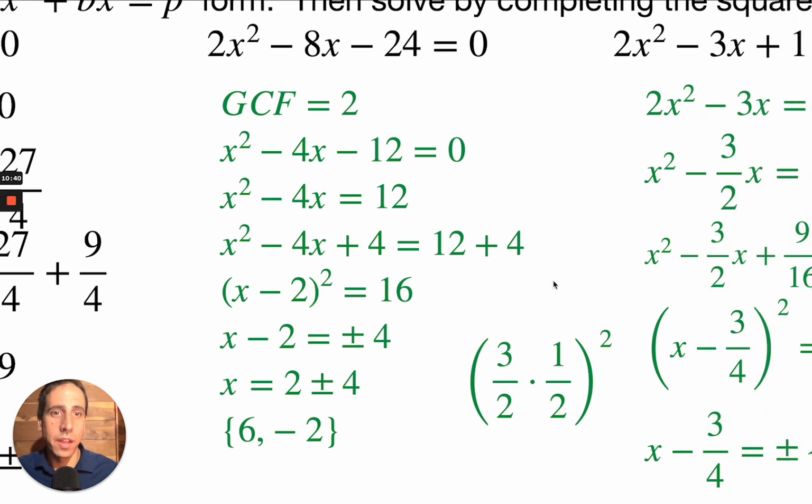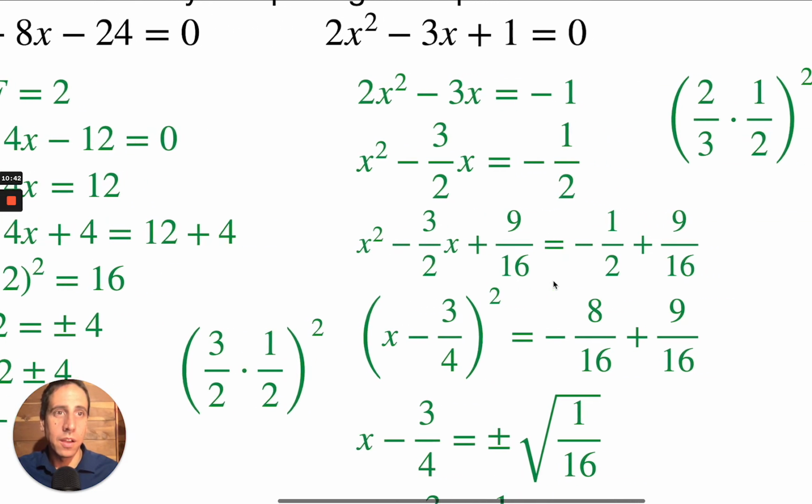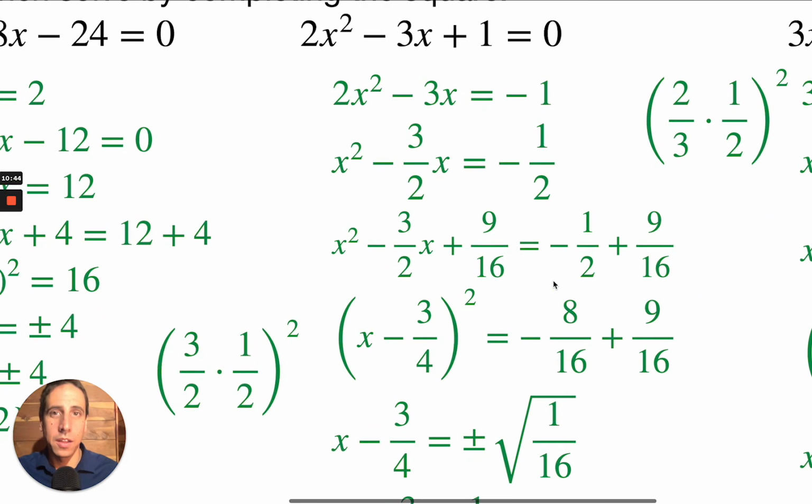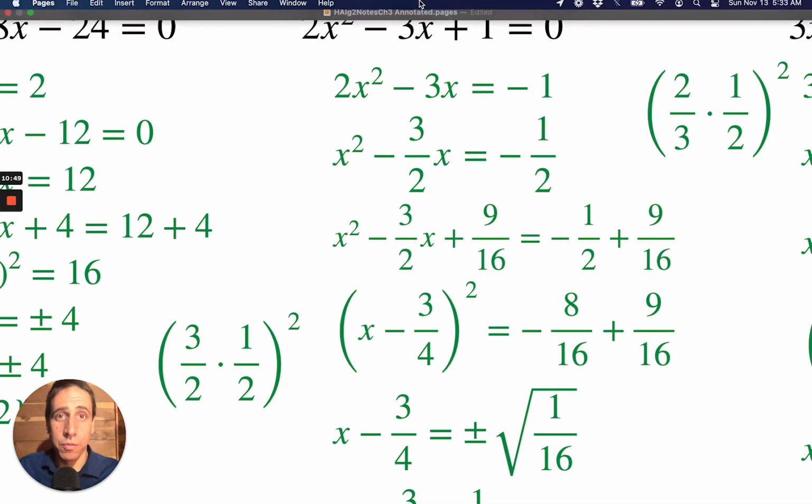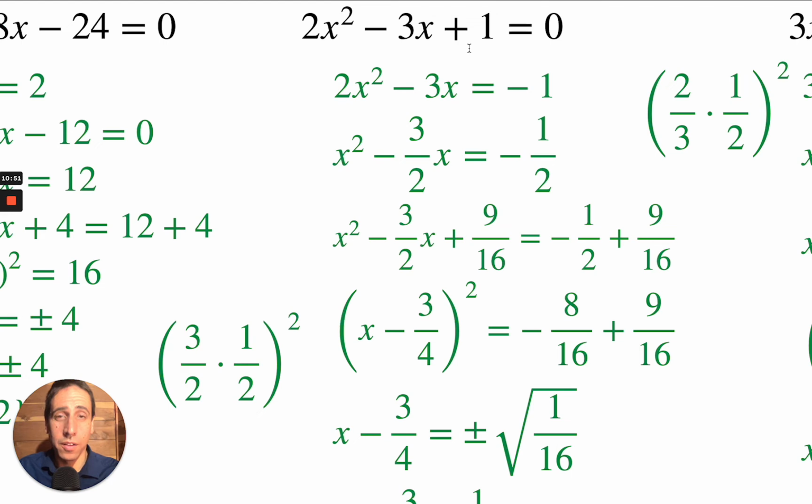Here's one that is even more complicated, but that's okay. We're ready for it. First thing we got to do, well, we could do this in either order, but we're going to move the 1 over to the other side, and I'm going to divide all the terms on both sides by 2. When I do that, I get x squared, and then the b term equals the p term over here. X squared minus 3 halves x is equal to negative 1 half.